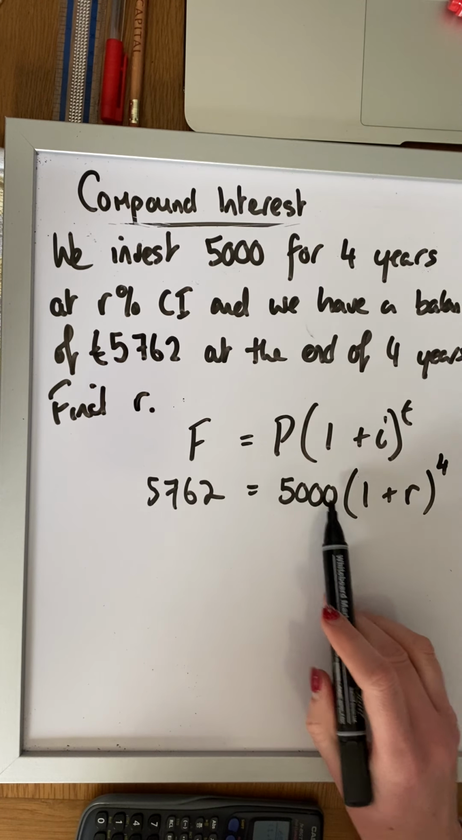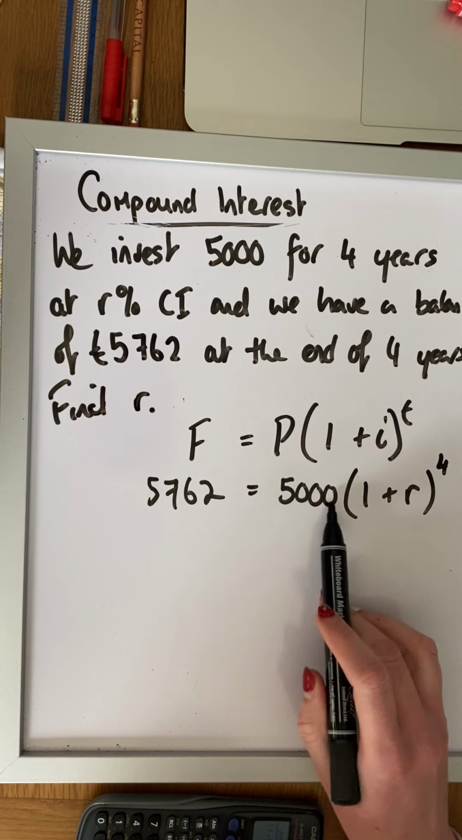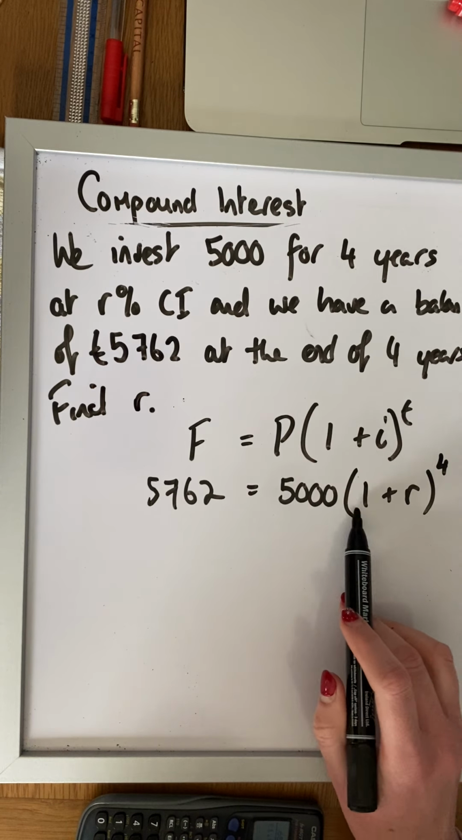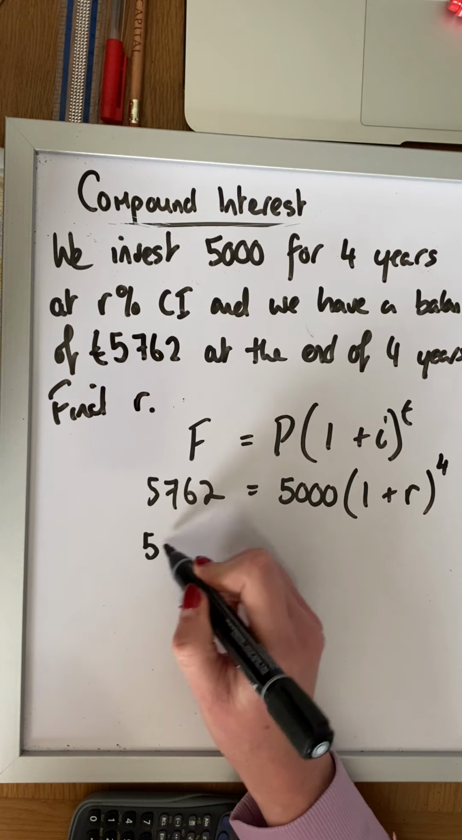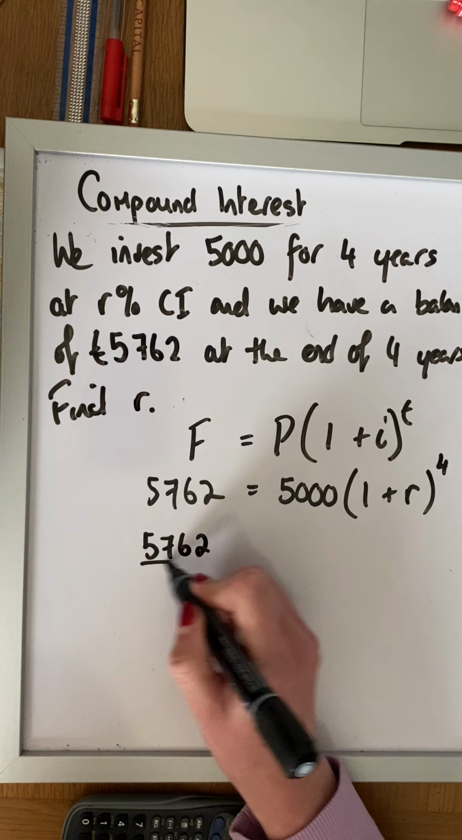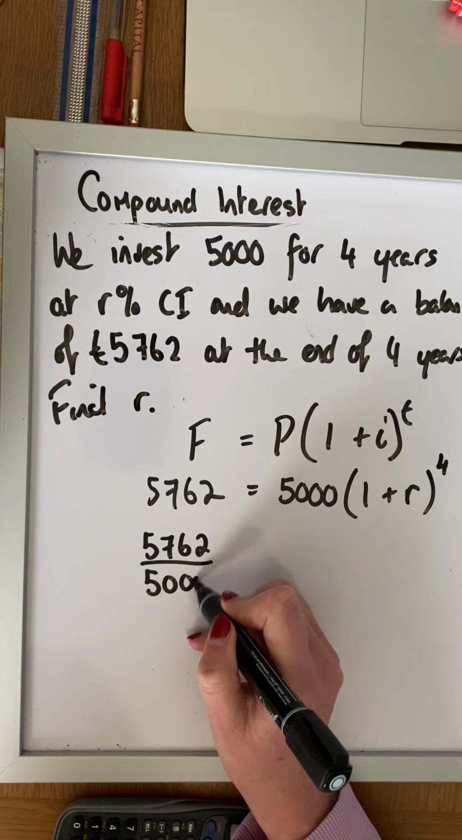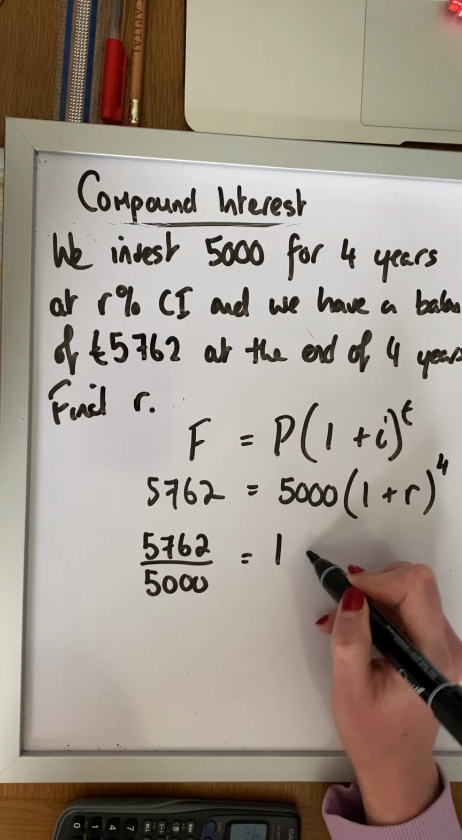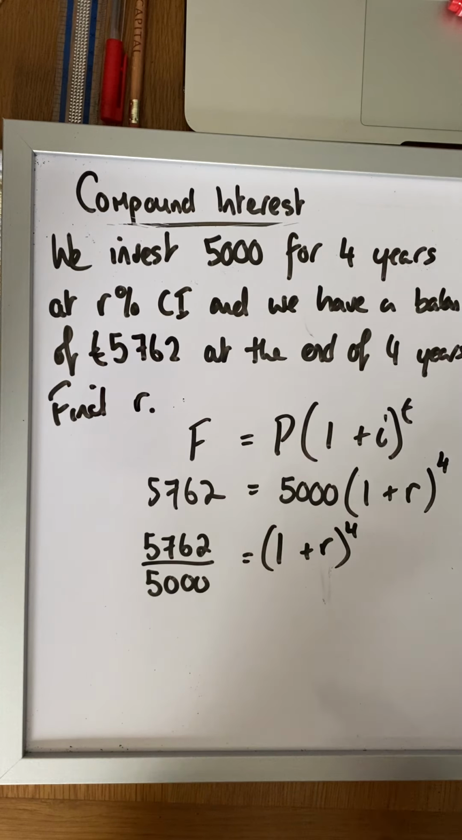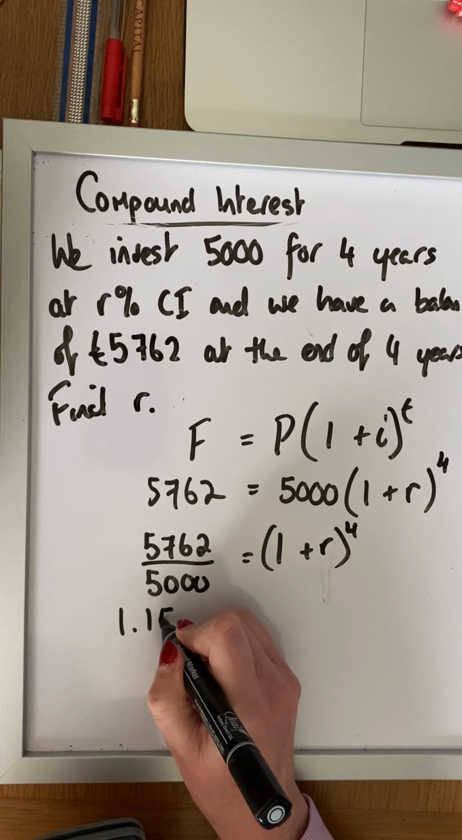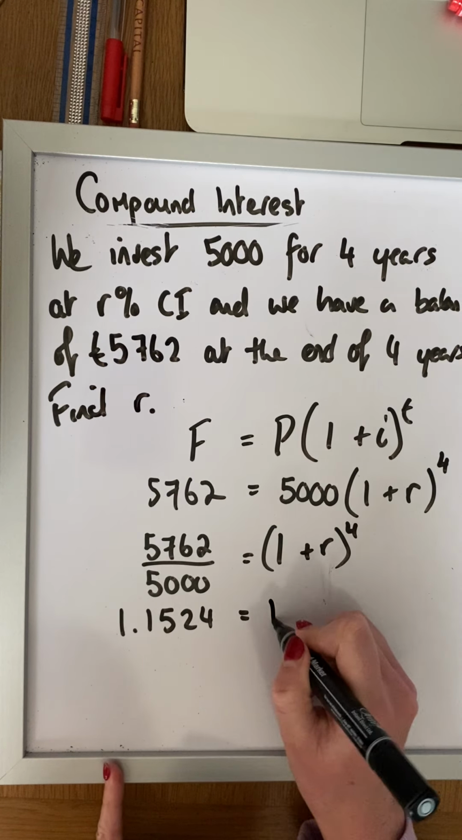The first thing we need to do is get rid of this 5,000 here. 5,000 is multiplied by the bracket, so therefore we bring it across and we divide. So 5,762 divided by 5,000 is 1 plus I to the power, or 1 plus R, sorry, to the power of 4. So if we type that into our calculator, 5,762 divided by 5,000, that gives us 1.1524.